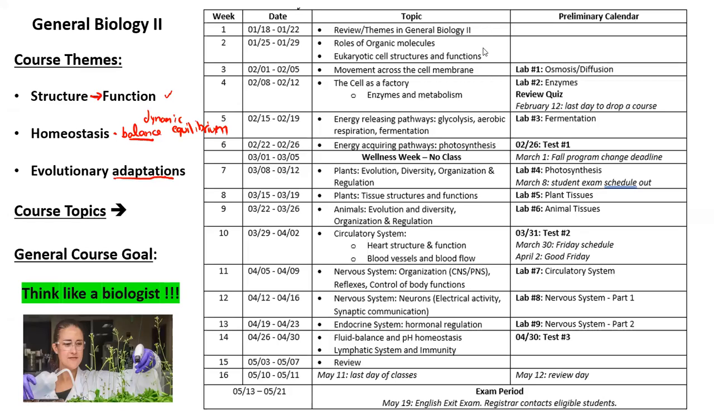Next week we will meet, I think, both on Wednesday and Friday. It will be, to some extent, some review of organic molecules, which you have seen last year if you took GB1, and also cell structures and functions. That's kind of a review, but we will probably add a little bit of new information that you haven't seen that will be useful in this semester.